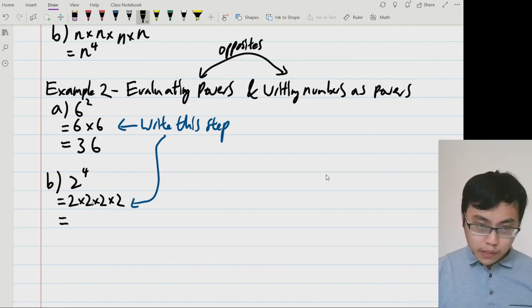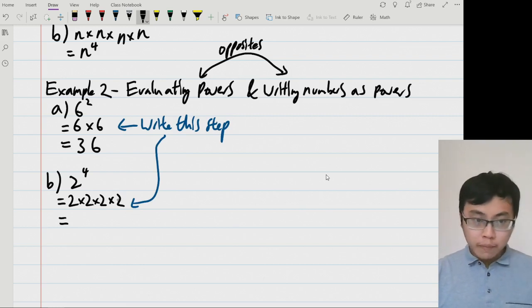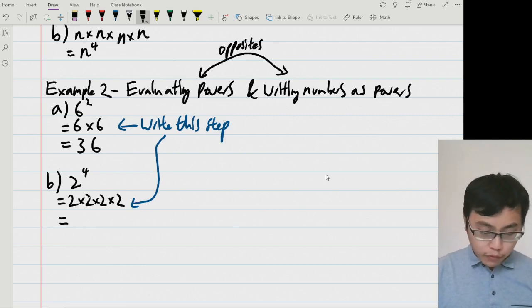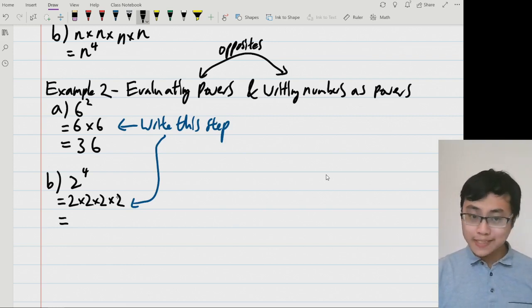2 times 2, that's going to be 4. The other 2 times 2 is also 4. I can do this in my mind. And then 4 times 4 will give me 16. So I know I'm not doing the wrong thing. And then I can confirm by doing it one at a time. 2 times 2 is 4. 4 times 2 is 8. 8 times 2 is 16.